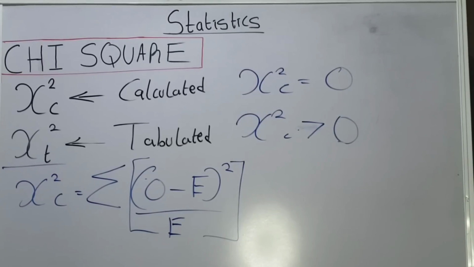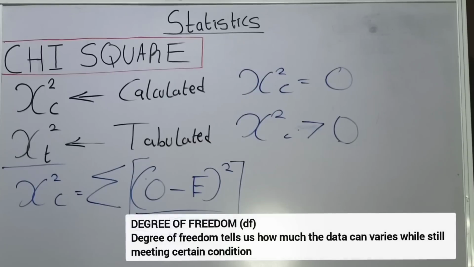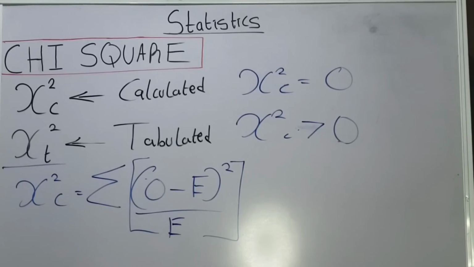Another important thing that I want you to understand is the degree of freedom. What do we mean by degree of freedom in chi-squared? The degree of freedom tells how much freedom the data has to vary while still meeting certain conditions. That is the simplest definition of degree of freedom. In statistics, we have two degrees of freedom depending on the chi-square test. The type of chi-square test that we're dealing with will tell us the degree of freedom that we're going to use.